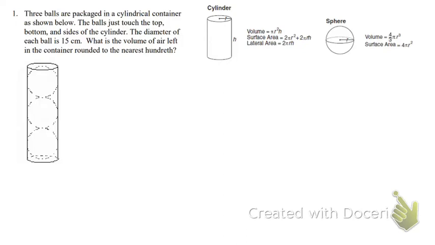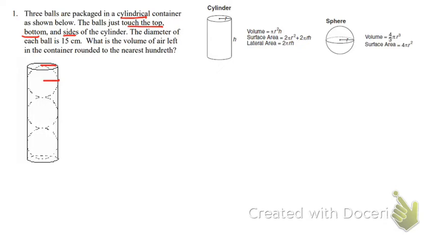There are 3 balls in a cylindrical container. The balls are just touching the top, the bottom, and the sides. Now that's important. Here's why. That means there's no space on the sides, which means the radius of the sphere is the same as the radius of the cylinder. And that's why that's important.